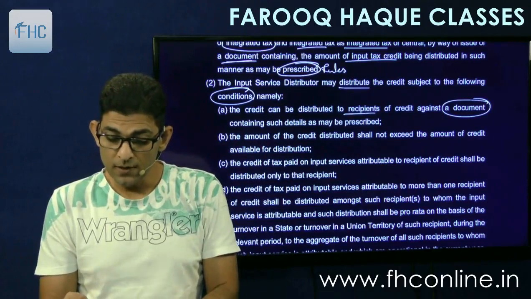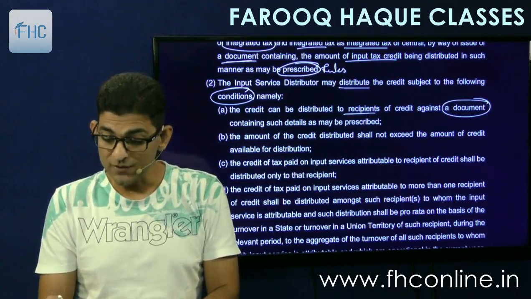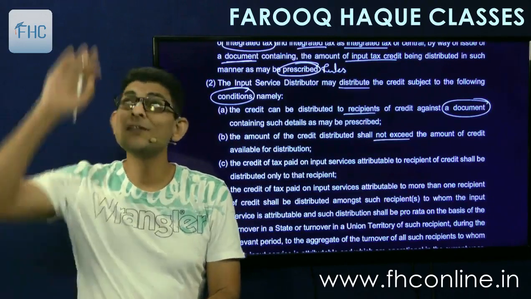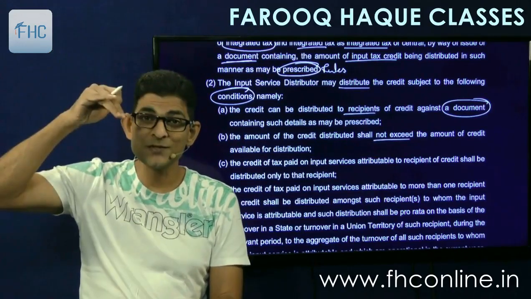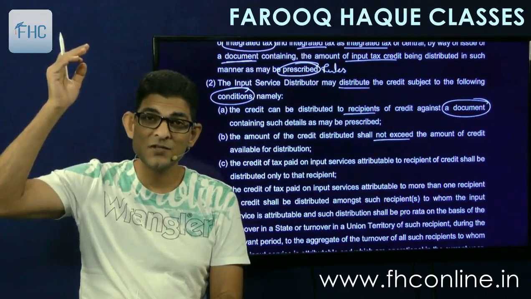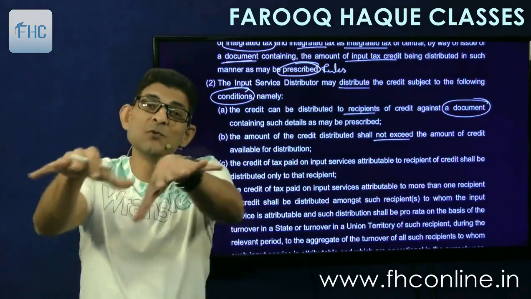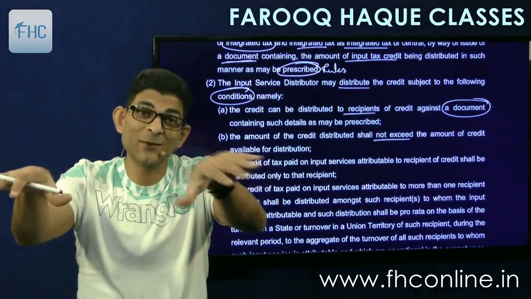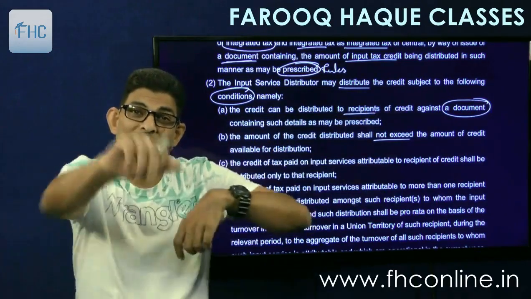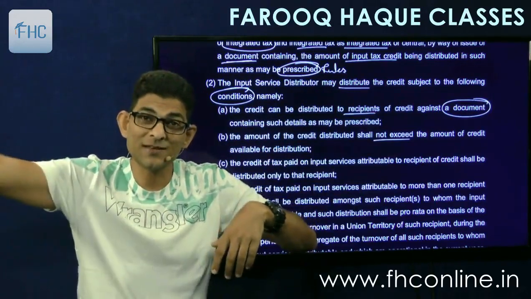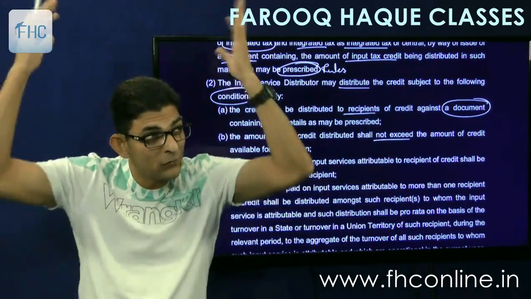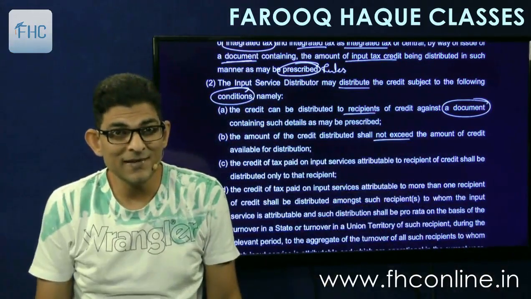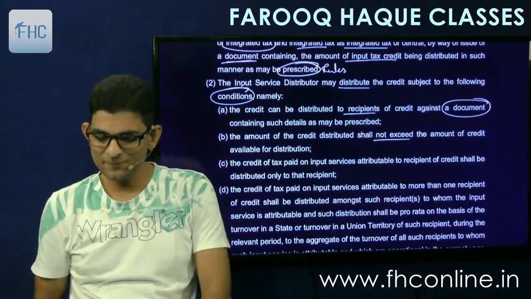Number 2, the amount of credit distributed shall not exceed the amount of credit available for distribution, obviously. If the original invoice that has been received at head office is, say, GST 15,000, then my distribution should also be aggregating 15,000 only. It cannot be 10,000 distributed here, 10,000 there, 10,000 there. How can it happen? If I have got 15,000, I cannot distribute more than 15,000 in the aggregate, obviously.